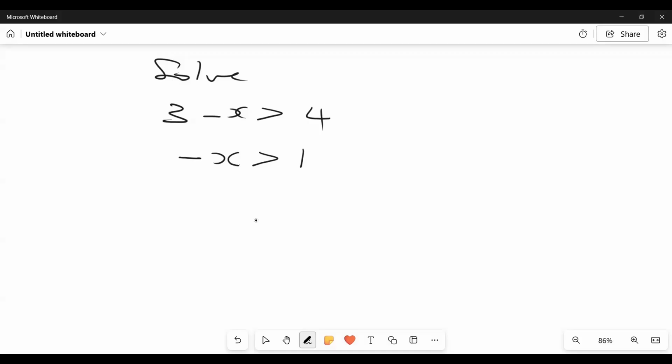So what we're going to do, we're going to multiply both sides, minus x, multiply it by minus 1. That will make it positive x. And according to the rule I just told you, when you do that, you have to change this around. And then you multiply over here by minus 1 as well. So now you have x is less than minus 1.